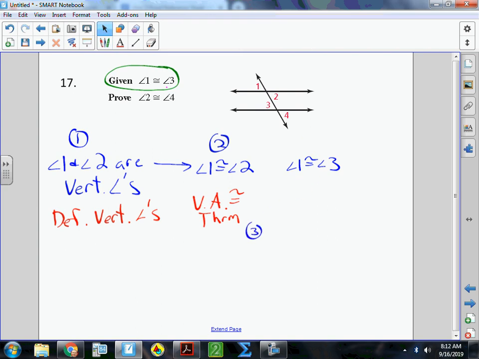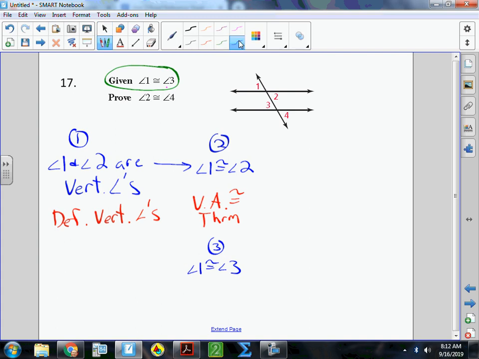I like to put it underneath because that's how I like to use the transitive property, but that's completely up to you. Okay, this is a given statement, and because I can match up both of the angles being congruent to the same angle, angle 1, I can say that because of this, as my fourth statement, angle 2 is congruent to angle 3. And that's how the transitive property works.